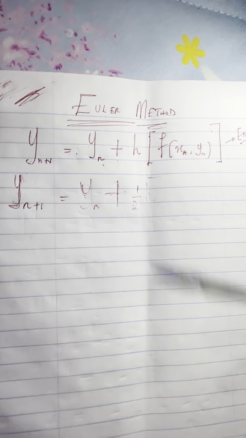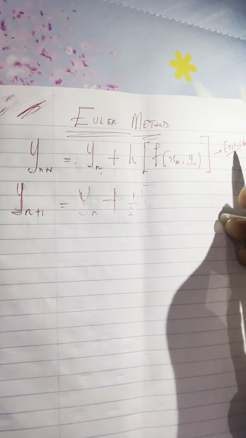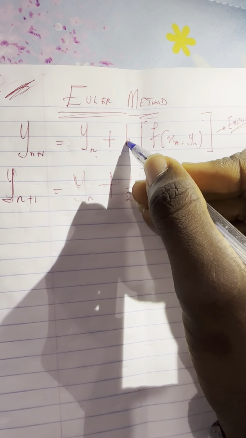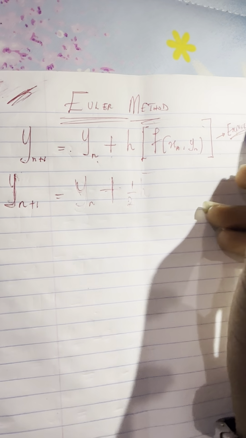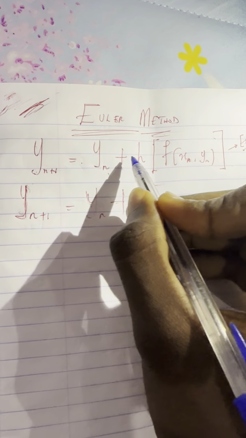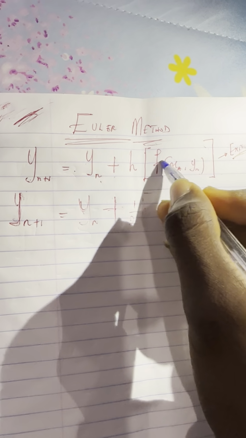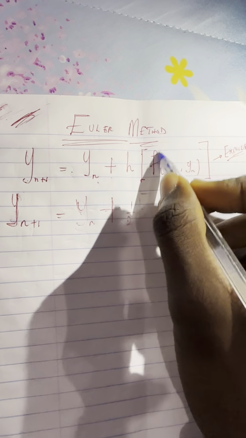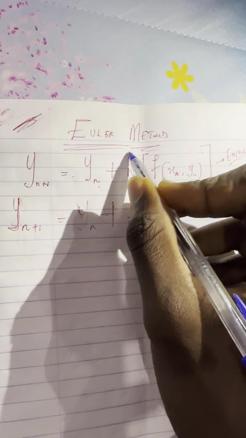You guys understand the formulas in different formats. This is for explicit. For explicit, you are not going to split up the step length into half. For explicit, you always have y(n+1) equals y(n) plus just the step length times this function of x and y. This function will always be given to you in the question. The step length will also be given to you.